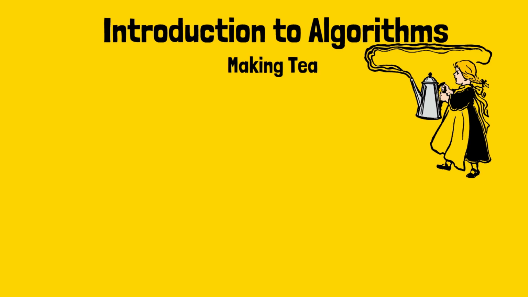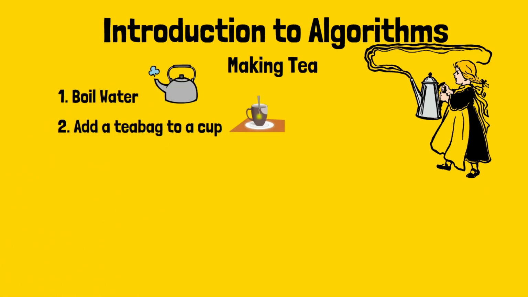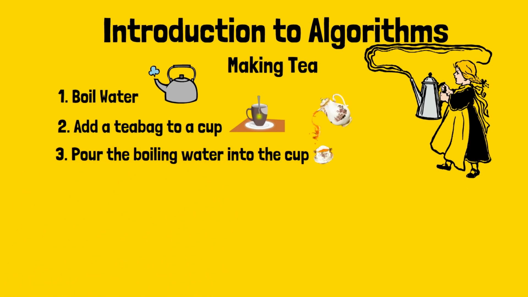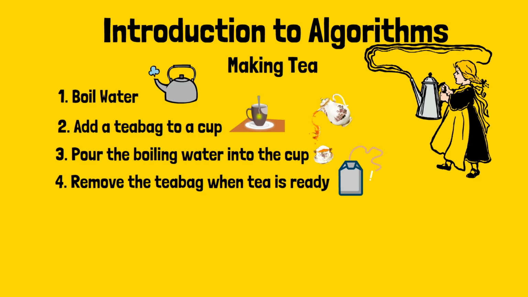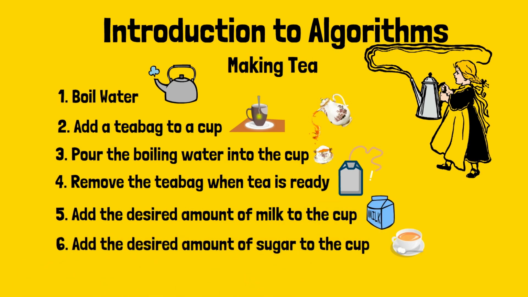In step 1, we boil water. In step 2, we add a tea bag to a cup. In step 3, we pour the boiling water into the cup. In step 4, we remove the tea bag when the tea is ready, meaning it's steeped to the desired degree, either weak tea, strong tea, or tea in between. In step 5, we add the desired amount of milk to the cup. In step 6, we add the desired amount of sugar to the cup.